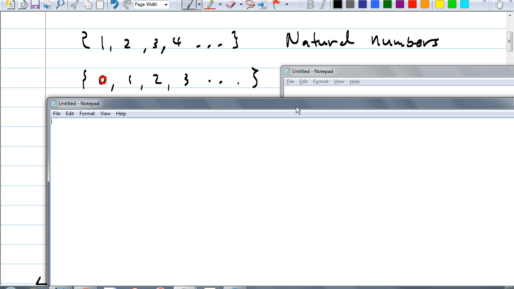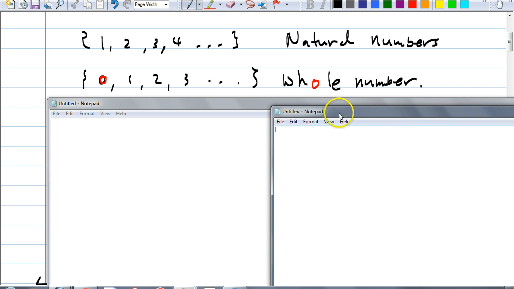Anybody know what we call these numbers if we were to group them this way, if we start with 0? Rational numbers? Not quite. Rational numbers, we're going to talk about later. Yes, they are rational, but if I group them this way, we have a special name. It starts with W. You're right. These are whole numbers.